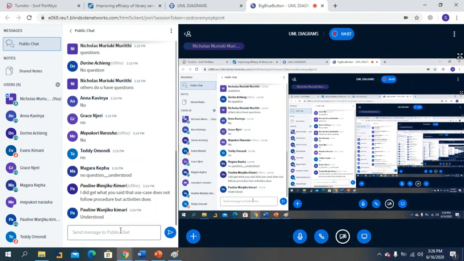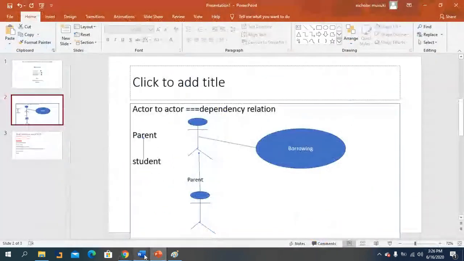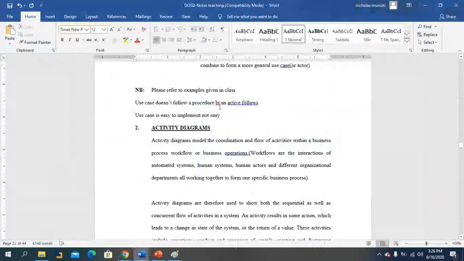Okay, it's understood. So what we are saying is, let me go back to these differentiations that we have here. We have said use case does not follow procedure, but an activity diagram does. Use case is easy to implement, but when you use an activity diagram, it is not easy, because if you omit a certain activity, that model will not work.